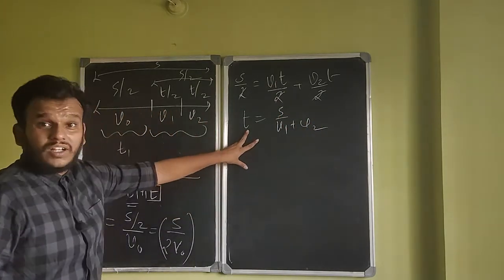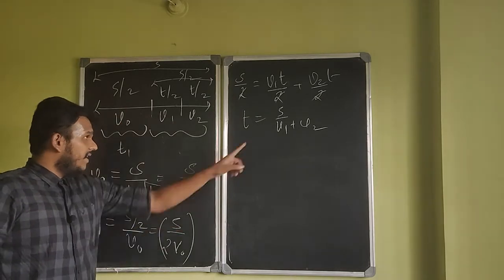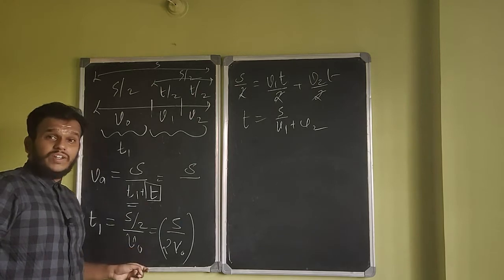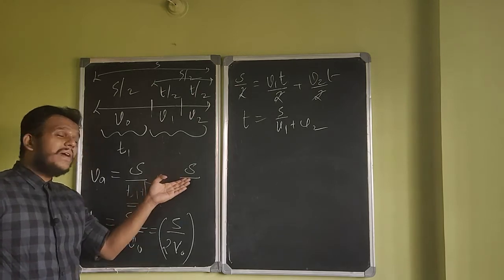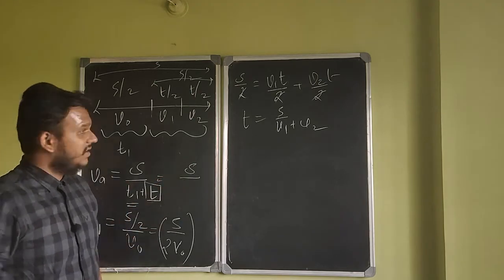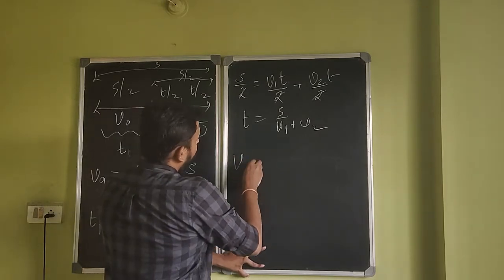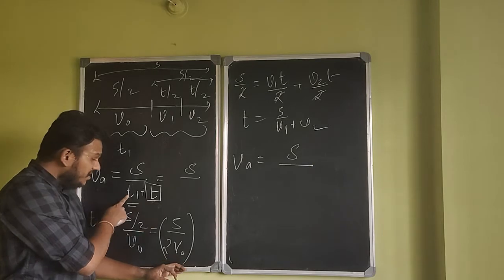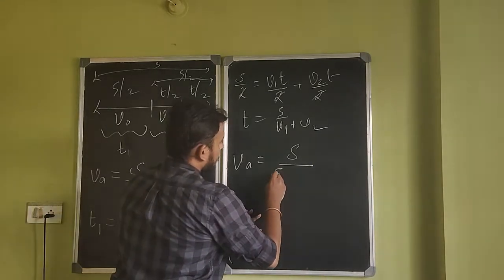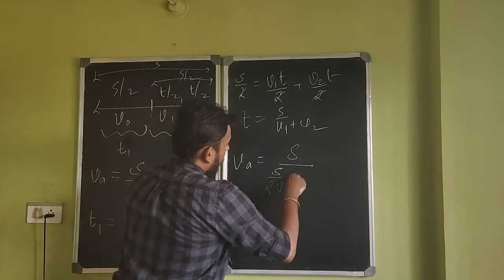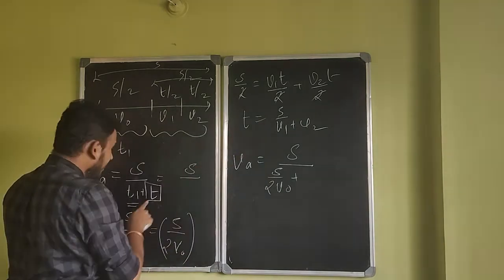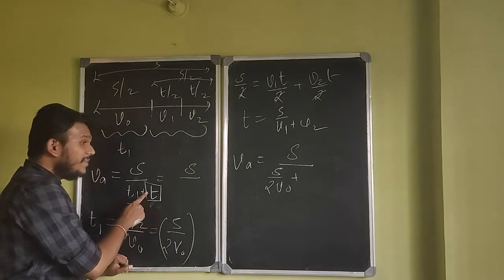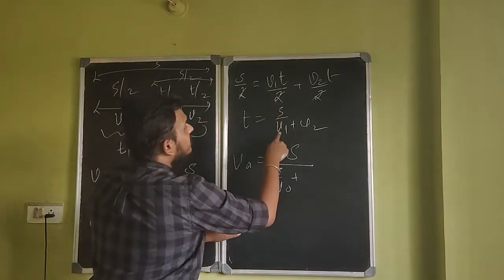So t we got. How much is t? S by v1 plus v2. And how much is t1? S by 2 v0. I can use these two. If I substitute back in this formula, I'll get my answer. So let's go back to my formula. V average is total displacement divided by total time, which is t1 plus t. How much is t1? S by 2 v0, which we have already written. How much is t? T is s by v1 plus v2.